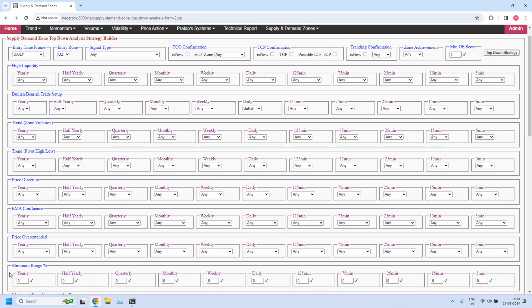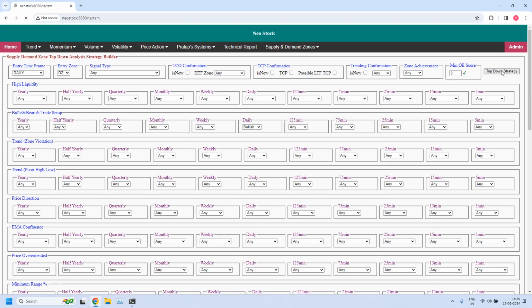For that, look into the last parameter in this space, minimum range percent. This minimum range percent is nothing but the distal line to distal line range between demand and supply zones. Or it need not be between demand and supply zones, it can be between the demand zone and all-time high also. A minimum 5% range should be there, demand zone to all-time high or demand zone to supply zone. So in the daily, I am setting the value 5. 5 indicates a minimum 5% reward.